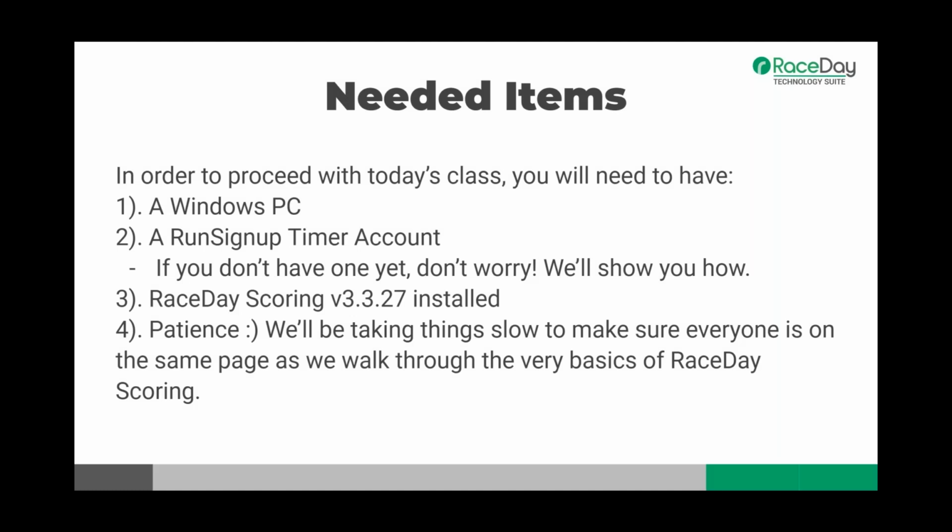So today, what you'll need to have is a Windows PC and a RunSignup timer account. If you don't have one yet, we can show you how to do it. I'm hoping most of you already have one at this point if you're just needing a refresher on this. We need RaceDay scoring 3.3.27 and some patience. We always take these pretty slow. Because this is a refresher, we'll be going a little bit faster than normal, but we do want to make sure that we're not leaving anyone behind.